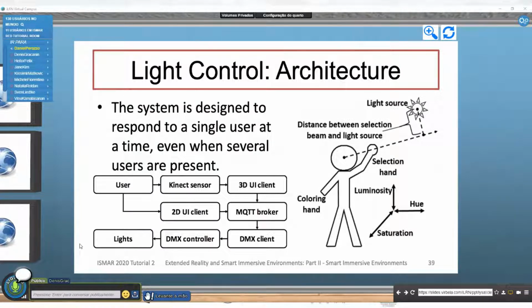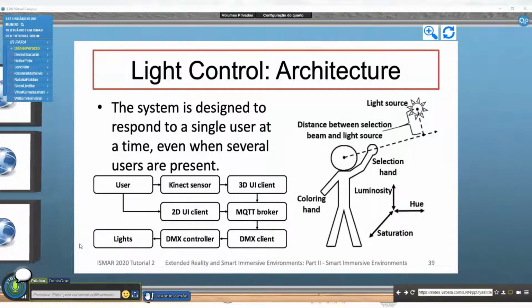If you look at the architecture, again at the center is the entity broker, and then the user can have both a 3D and a 2D user interface, so that we can still have that mobile app interacting with the entity broker. And then on the actuating side, we have a DMX controller that is used to control it.